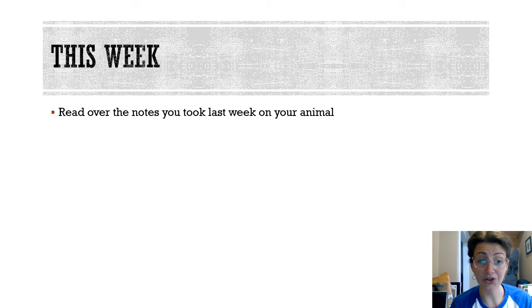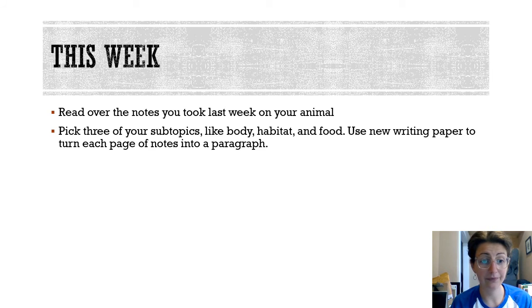So this week, here's your job. You're going to read over the notes you took last week on your animal. You're going to pick the 3 subtopics like body, habitat, food, or lifestyle, life cycle, or fun facts. And you're going to use new writing paper to turn each of those 3 pages of notes into a paragraph with sentences, whole sentences.